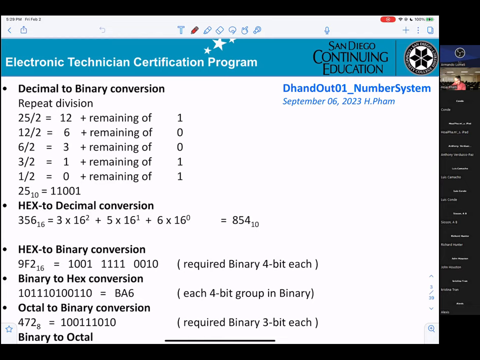Number 3, base 16. Base 16 means hexadecimal. And you're converting to binary. Number 3 will be 0011. And this one will be given to you, the table. You can follow the table to get converted quickly.